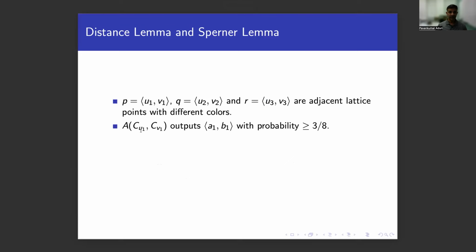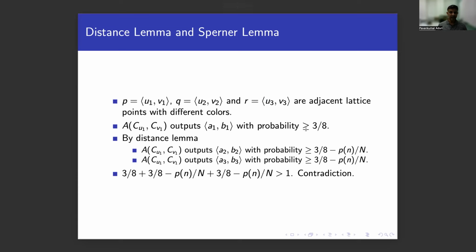And if I run my A on the circuit corresponding to P, it's going to output A1, B1 with probability at least 3/8. Now, if we apply the distance lemma, since Q is adjacent to P, if I run A on circuits corresponding to U1 and V1, it should output A2, B2 with probability close to 3/8. And similarly, A on input this circuit corresponding to U1 and V1 must also output this tuple A3, B3 with probability close to 3/8.